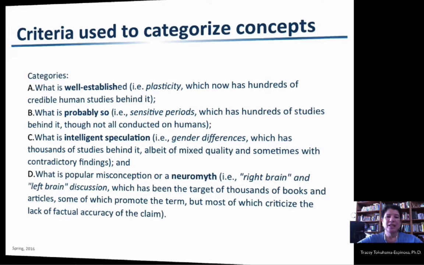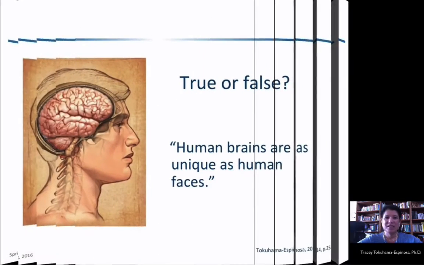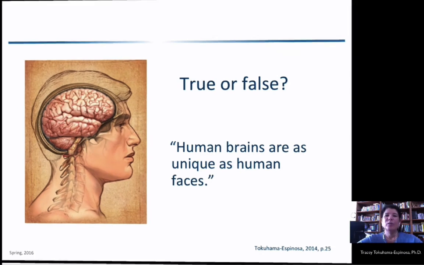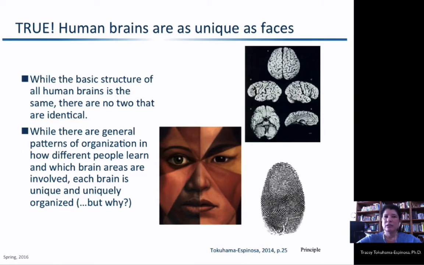So based on these myths, I want to ask you a few questions and see how you stack up in your own personal knowledge about the brain and learning at this state. So I'm just going to give you a couple questions and what's your answer on this. So true or false? Human brains are as unique as human faces. Is this something that's well established? Is it probably so? Is it intelligent speculation? Is it a myth? In general, we'd have to say that this is true because they're as similar as faces are.